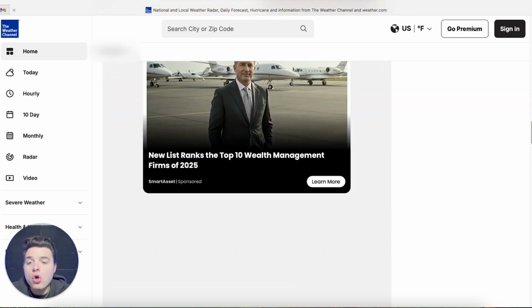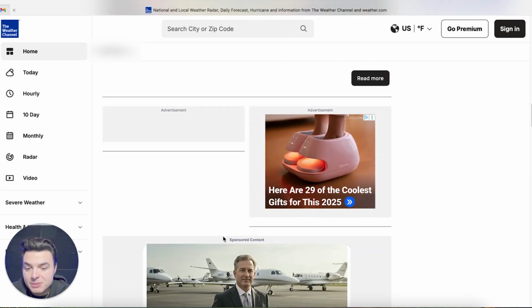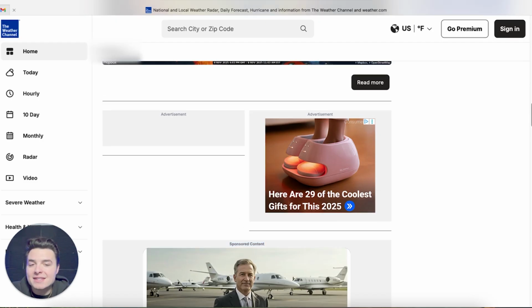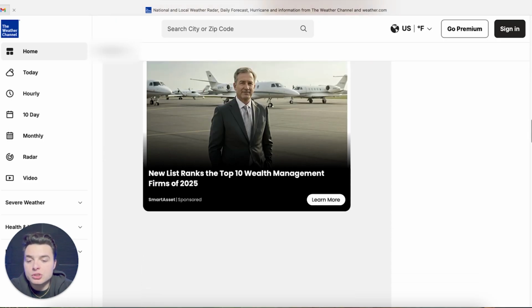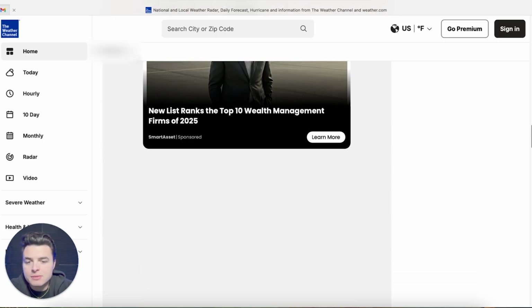So all this section right here that says sponsored content, okay? Sponsored content. These are all paid native ads, native display ads. All we had to do was go to weather.com, and now look, just to prove it to you as we move through, let's keep scrolling down.